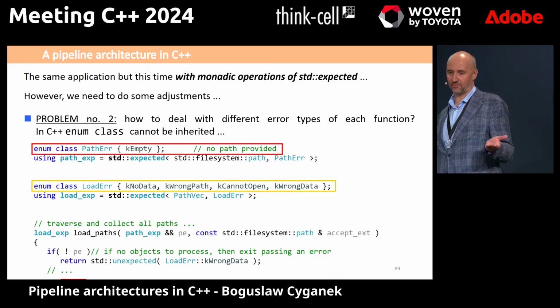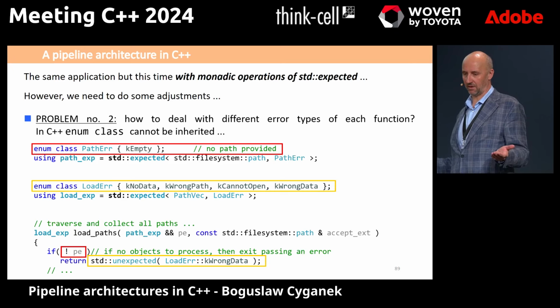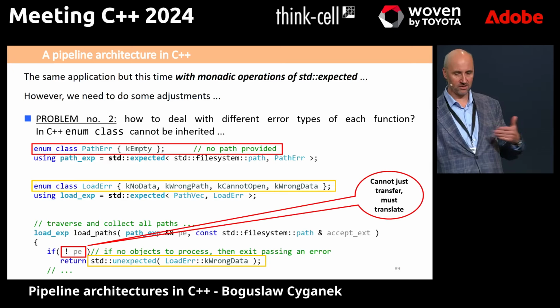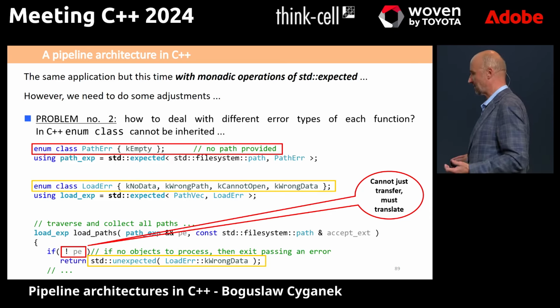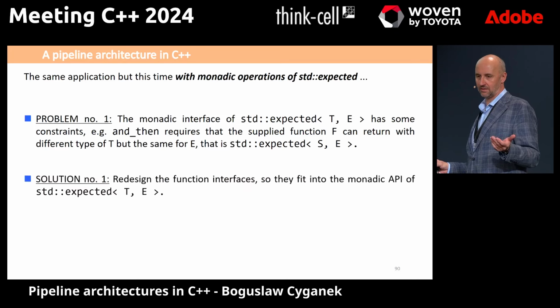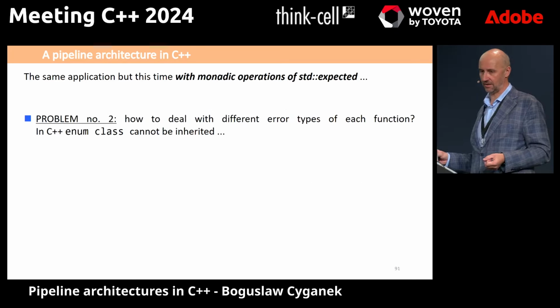Look at this. So we have different errors. We check if we have an object. So we return an error if there is an error. But I cannot just pass an error, because there are two different expected types. So I need to translate the error. So that's the solution. I need to redesign my functions a little bit.